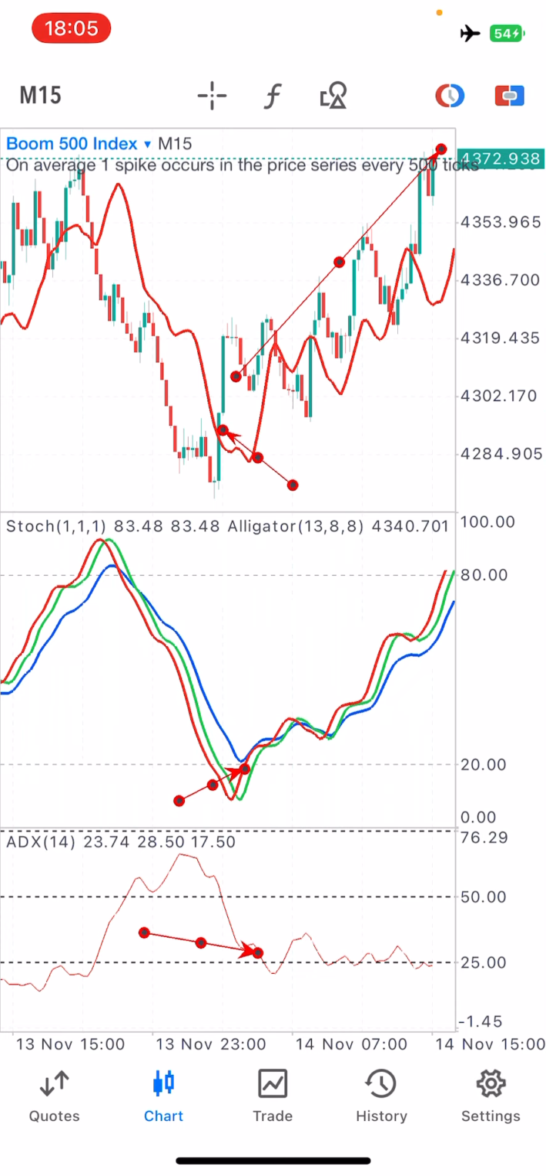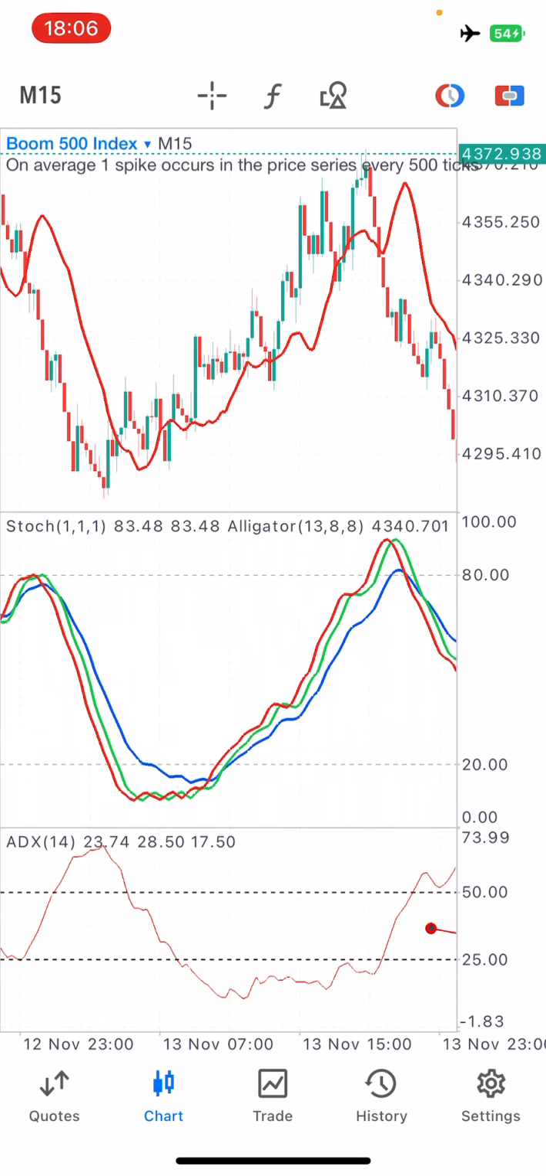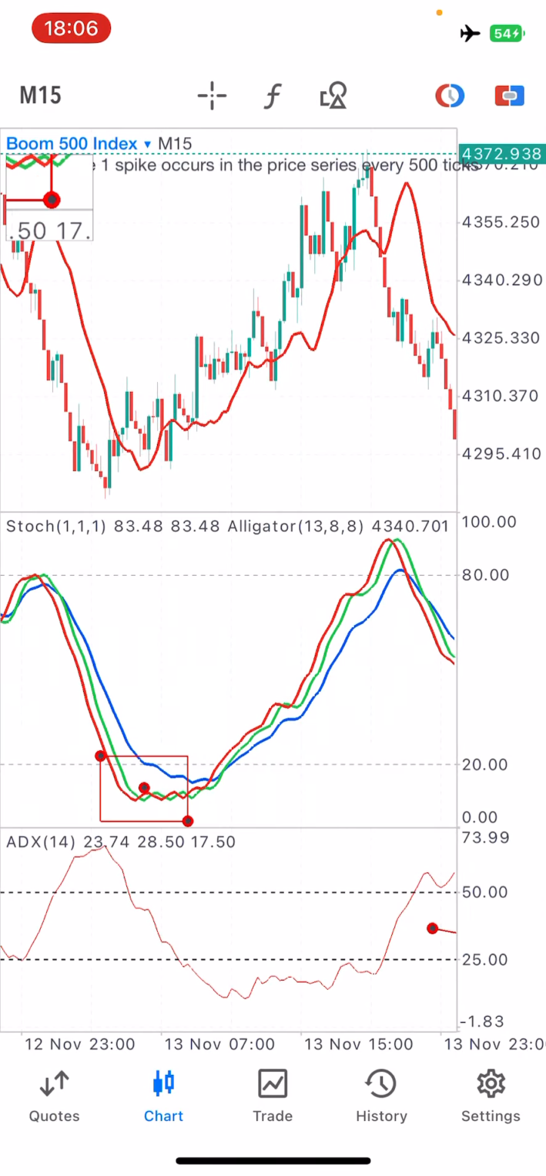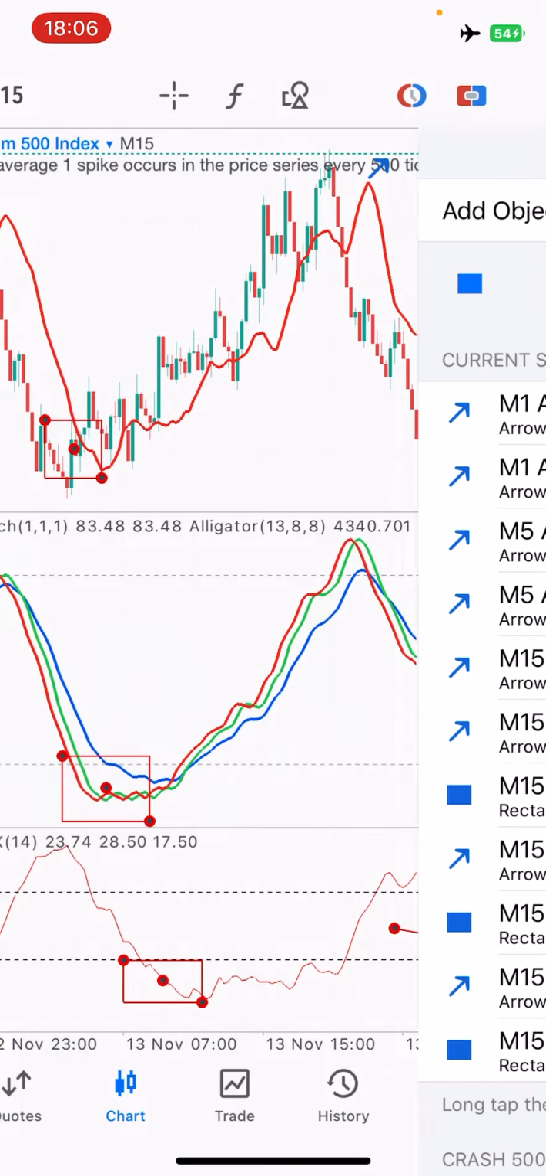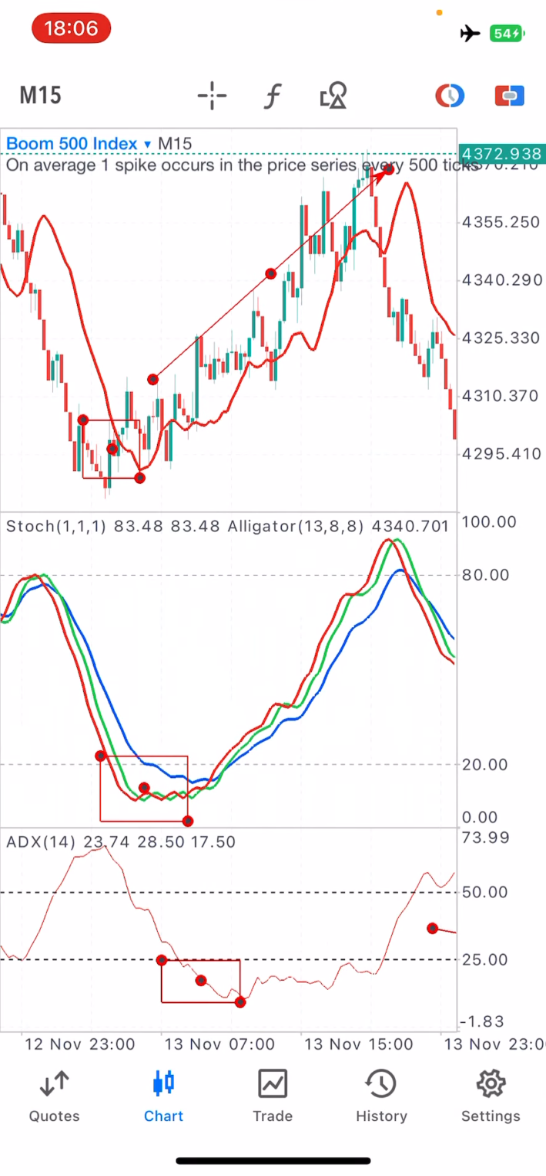Okay, let's look for another one here. I'll just highlight all the conditions. All three conditions were met, and can you see that we managed to go all the way up? Remember this is Boom, which means you'll be catching spikes all the way up.